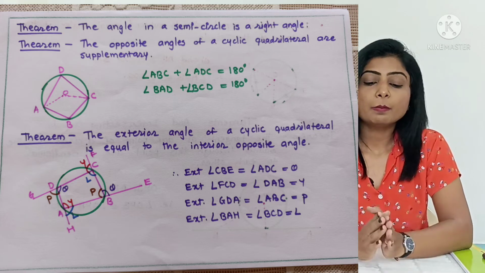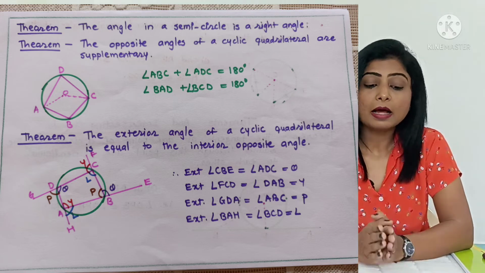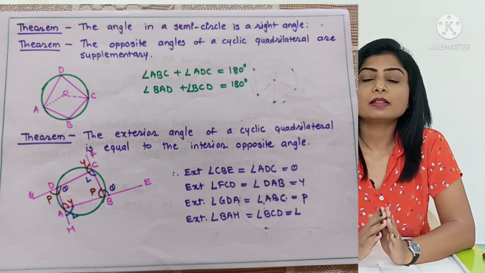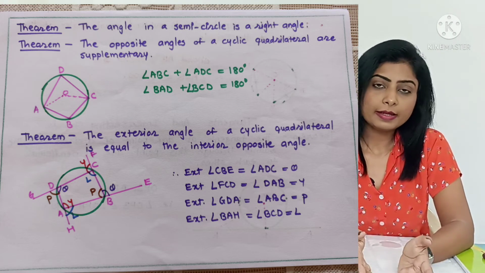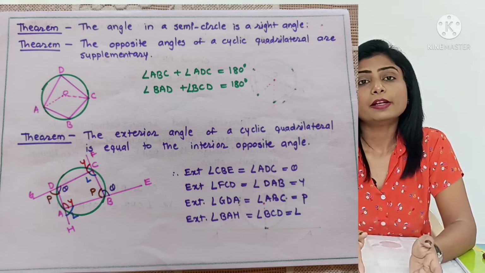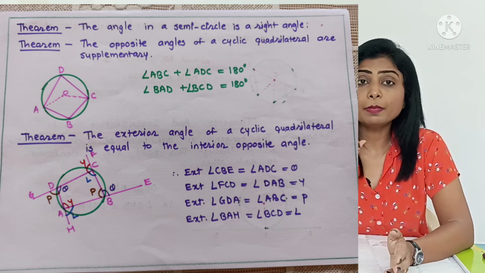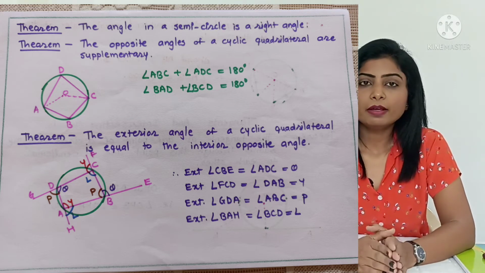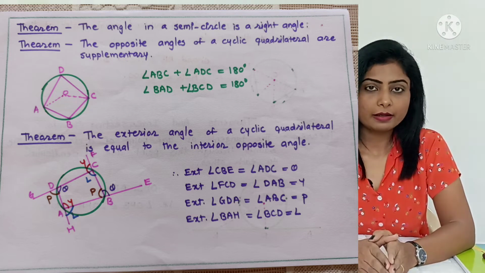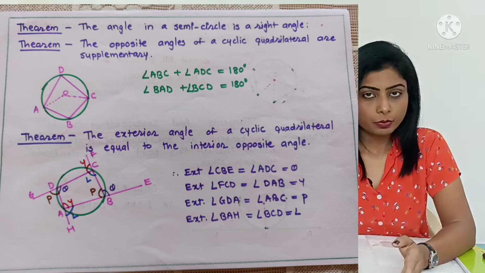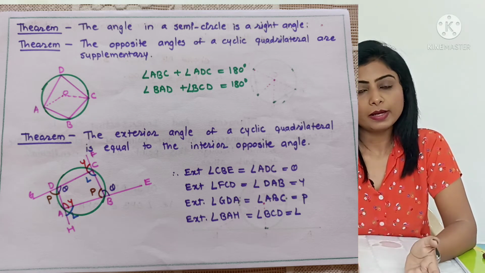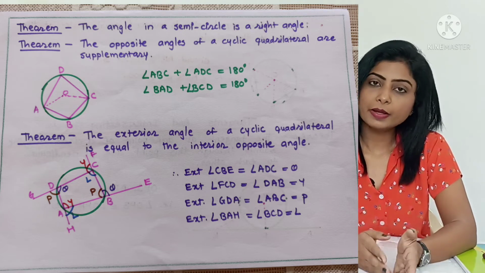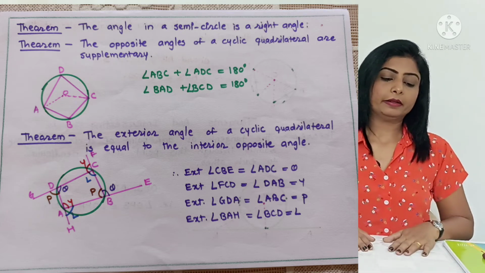So the next theorem is the opposite angles of a cyclic quadrilateral are supplementary. First, cyclic quadrilateral, the quadrilateral which lies in the circle is nothing but a cyclic quadrilateral, and supplementary means the addition of these two angles will be 180. Remember, complementary means 90 degrees and supplementary means 180 degrees. So now here I have drawn ABCD as a cyclic quadrilateral. So A and C are the opposite angles, therefore angle A plus angle C will be 180, angle D plus B will be 180. ABC plus ADC is equal to 180, angle BAD plus angle BCD is 180.